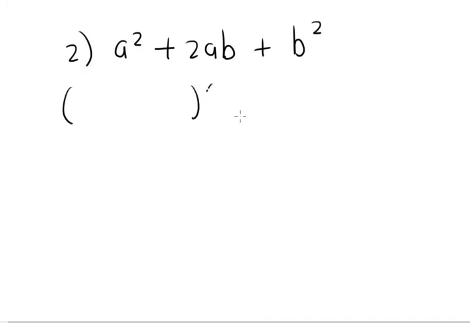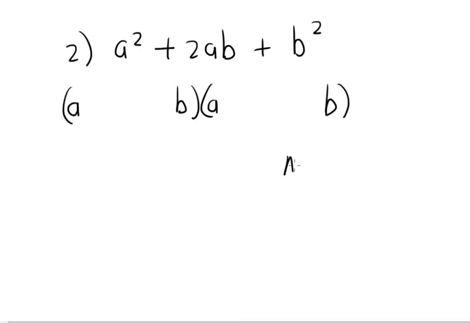Number 2. a squared plus 2ab plus b squared. The only difference with this one is there's an a squared there and a b squared there. So just in terms of the structure of your answer, the only difference is going to be you're going to have a and a b, a and a b. That's the only difference. And then we have to find our factors now.